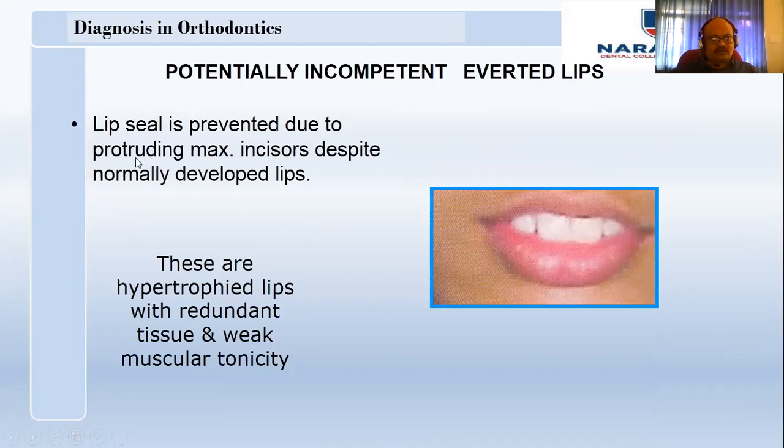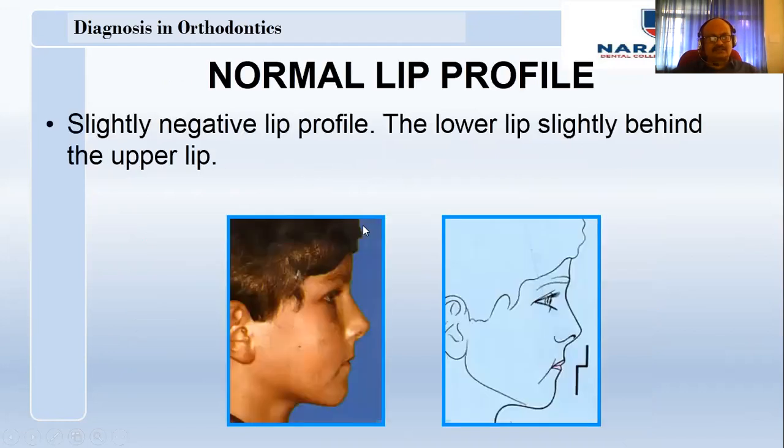So this is what we call potentially incompetent everted lips. The lip seal is prevented by the protruding maxillary incisors. Next comes what is called the lip step. Normally, if you observe from the side, you can see the lower lip is ahead of the upper lip. A little bit of negative lip profile will be present.